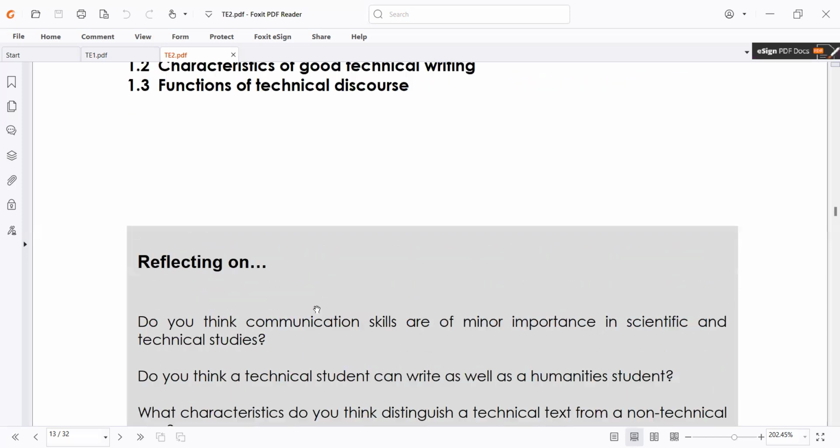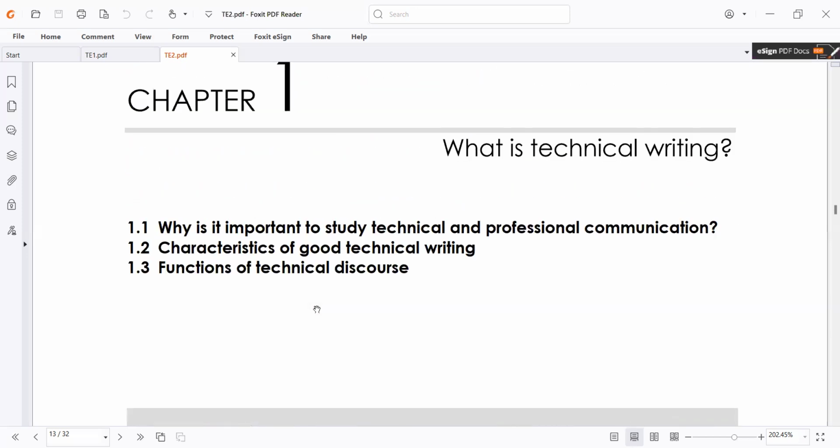Okay, let's look at this. What is a function of a technical communication? Now, can somebody tell me what's a function? A function is a role, right? A function is a role, is a tool. Yes. So, what do you think can be the roles of a good communication or suitable, efficient communication? Yes?